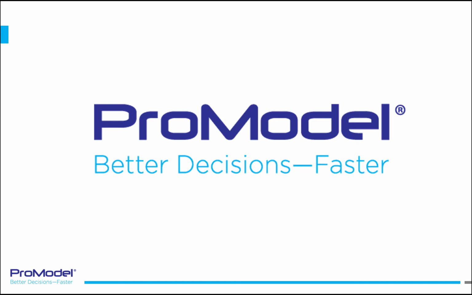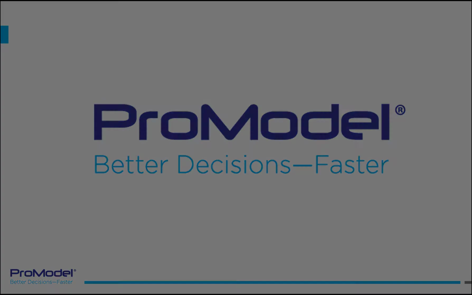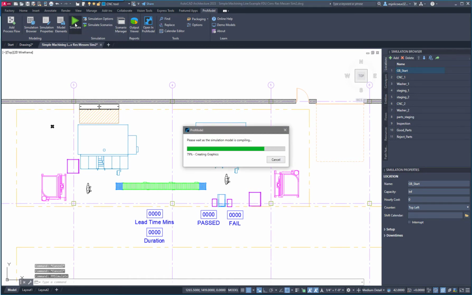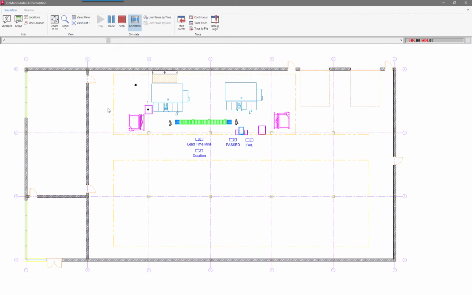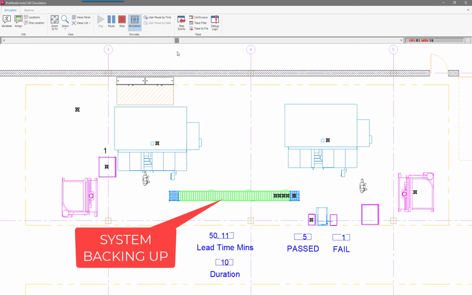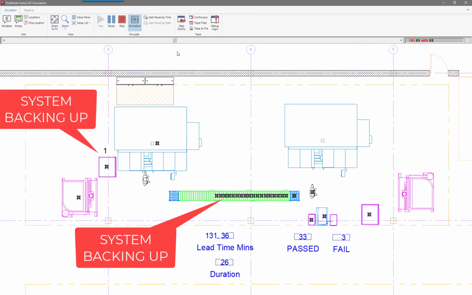ProModel allows us to experiment easily with different criteria for success by using scenarios. Let's run the simulation in the AutoCAD environment. In our baseline run, we can see clearly that the conveyor is backing up. In fact, after a certain amount of time, we can see it is even backing up into the parts queue. This gives us a visual clue on where to focus. It would appear that there is an issue created by the addition of the inspection station.